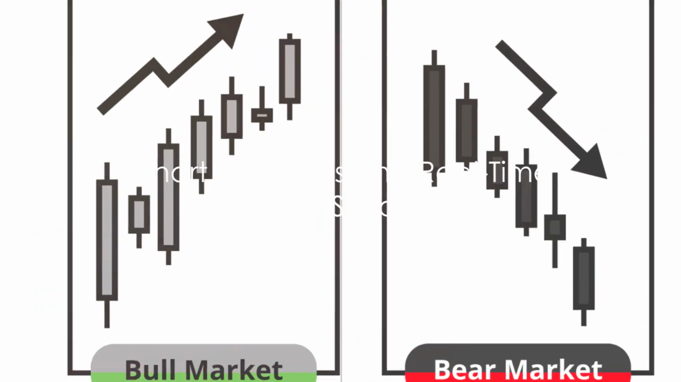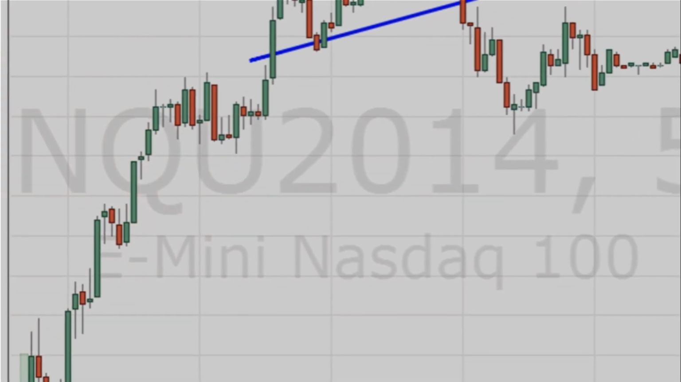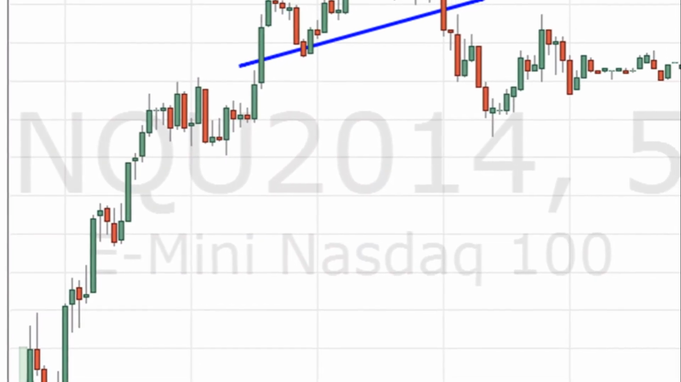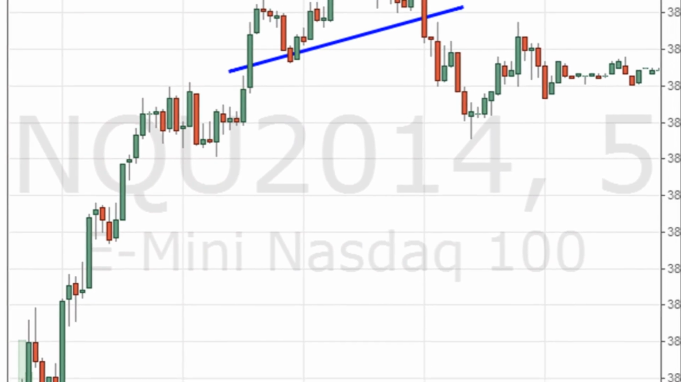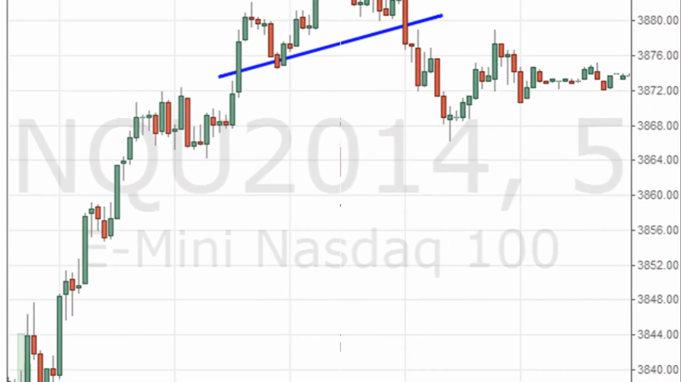Now let's look at some chart examples. Notice the pattern formation and the subsequent neckline breakout. Analyzing past patterns will help you spot them in real-time trading situations.